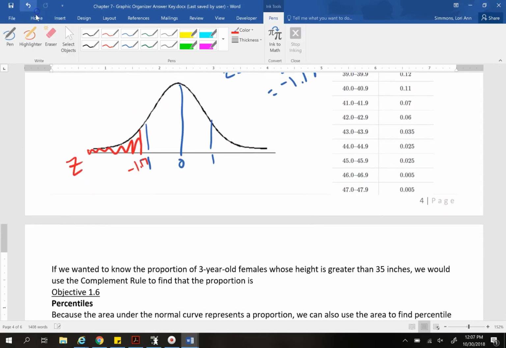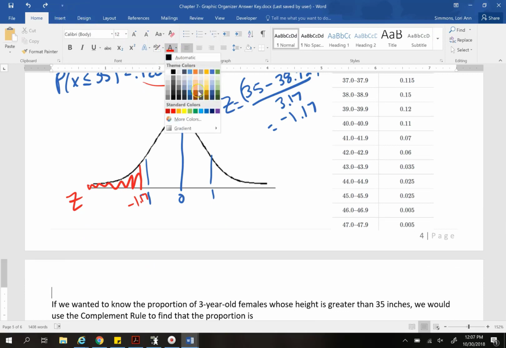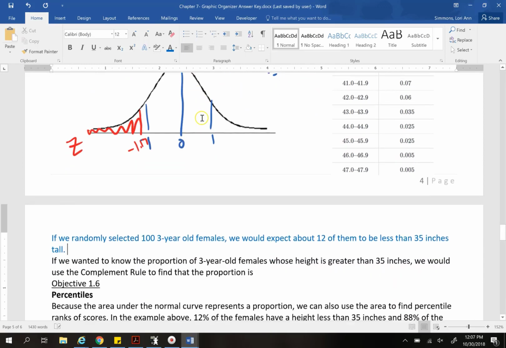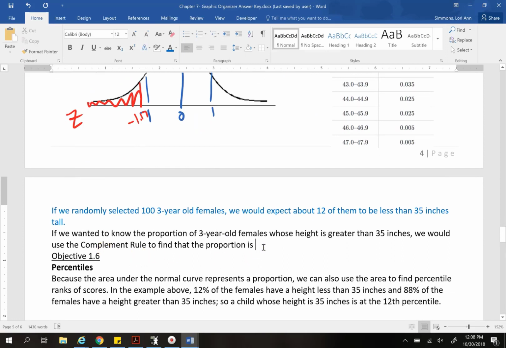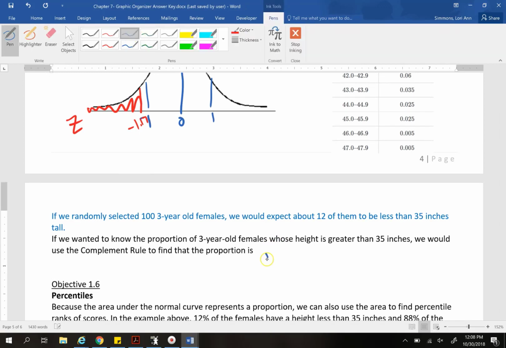And then just for an explanation or in sentence, if we randomly selected 100 3-year-old females, we would expect about 12 of them to be less than 35 inches tall. If we wanted to know the proportion of 3-year-old females whose height is greater than 35, so now we're looking for the probability that x is greater than 35, we could use the complement rule.